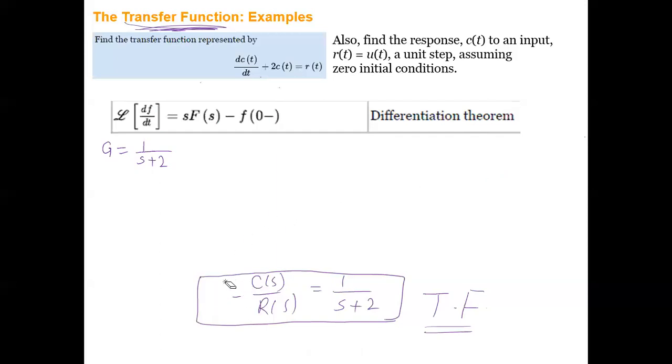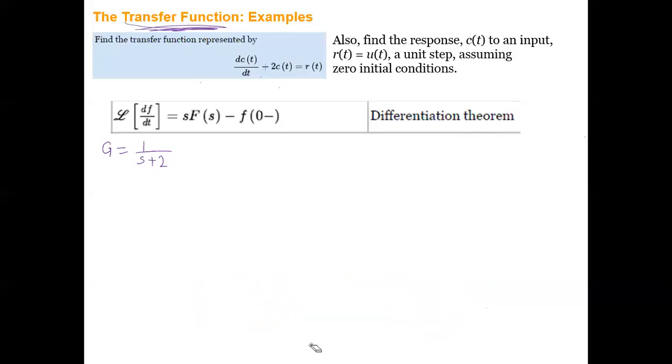Now this is my transfer function. So now part one is done, right? Part one is find the transfer function represented by this. This part of the question is done. Now there is the tail part also. Also find the response C(t) to an input R(t), where R(t) is u(t).